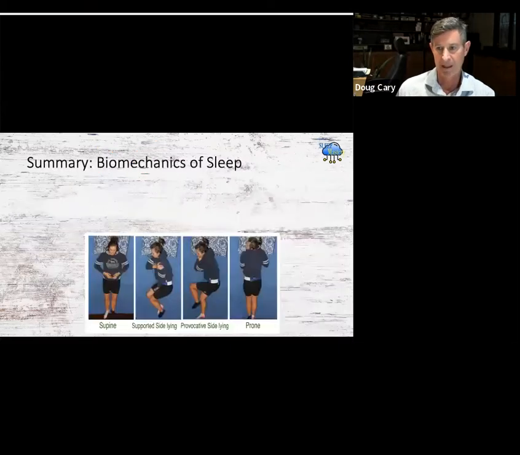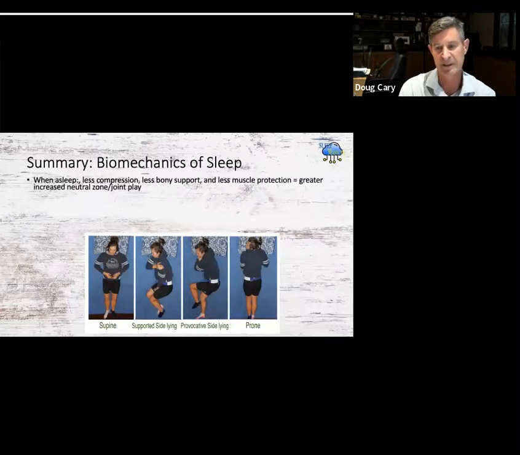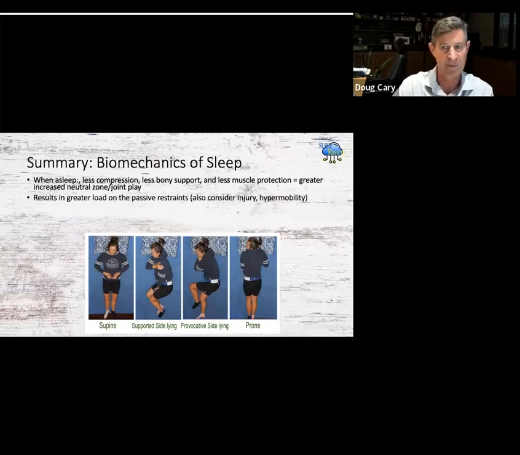So in summary, the relevance of the biomechanics of sleep to us is that when we are asleep, there's less compression because we're lying down, there's less bony support because there's less gravity, and there's less muscle protection because we're asleep, and that all results in our joint segments having a greater amount of play. The greater amount of play means a greater load on our passive restraints because our active ones are gone. But we also have to consider past injuries, because that means there's going to be greater or less quality tissue, and also people with hypermobility.